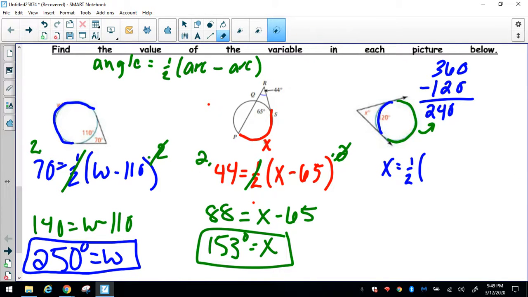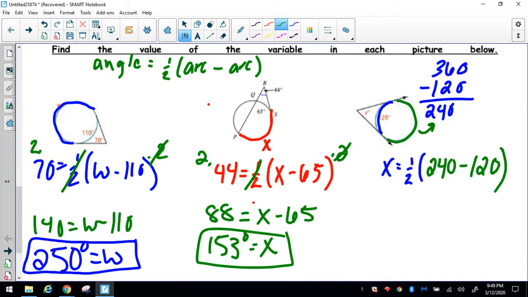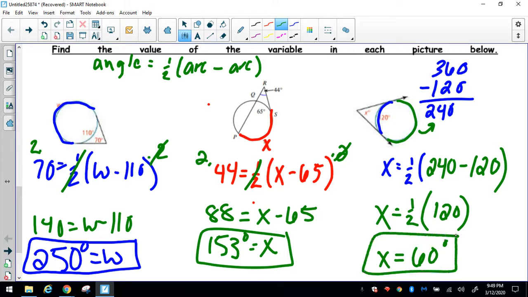So we're going to do the outside arc, which we just figured out is 240. So I'm going to have X equals a half of 240 minus 120. That's the inside arc. So X equals 1/2. Simplify that. 240 minus 120 is 120. And then when you do that simplification, half of 120 is 60. So X is 60 degrees.